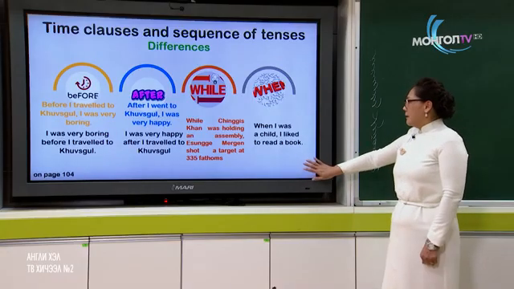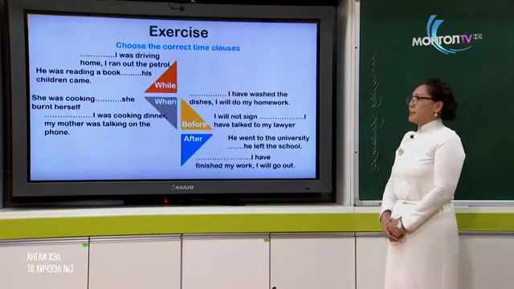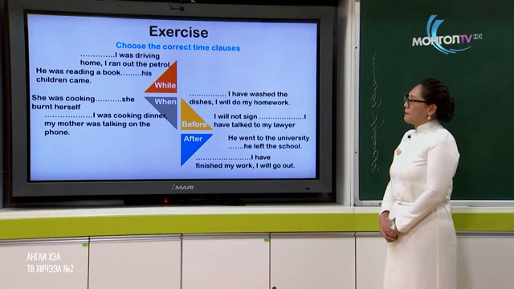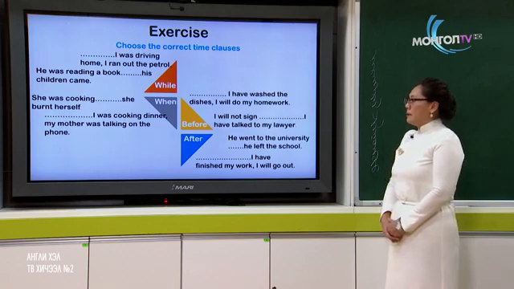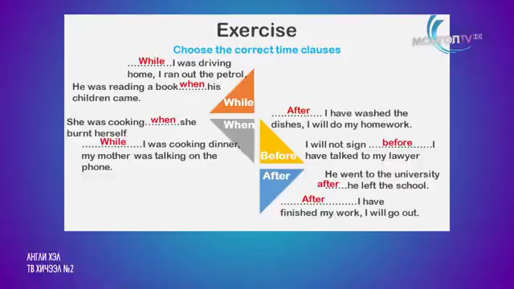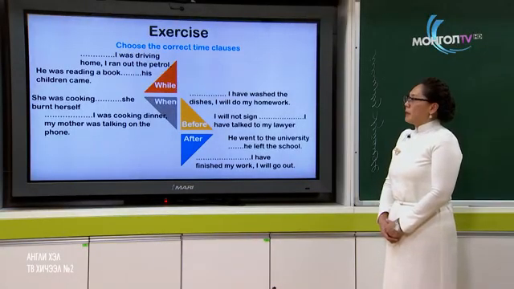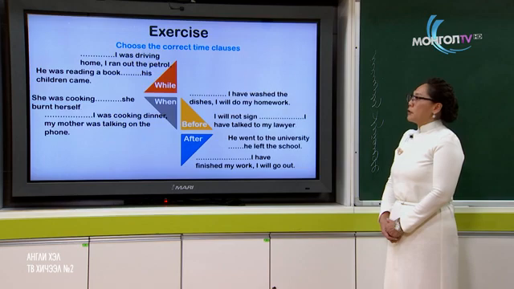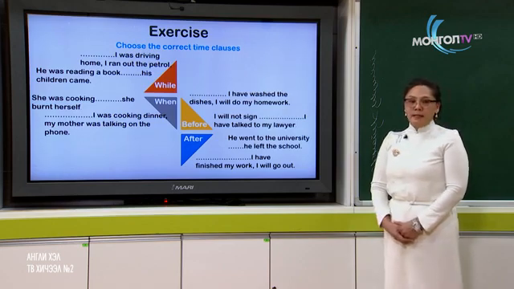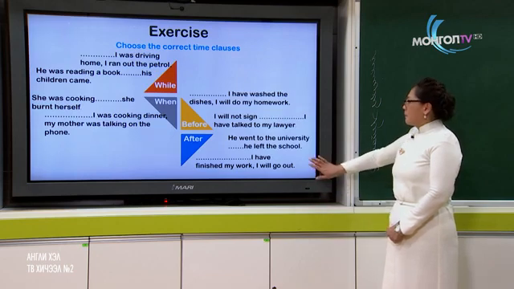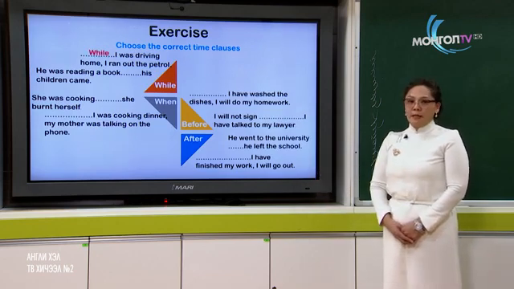Okay, now you have been reminded of the time clauses you studied before. Now let's do some exercises using while, when, before, and after. Okay, number 1. Blank, I was driving home, I ran out of petrol. Okay, let's see. Are you ready? The correct answer is while.